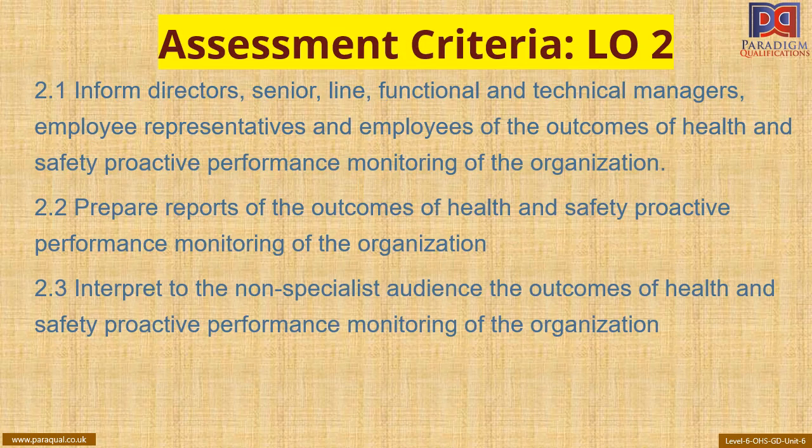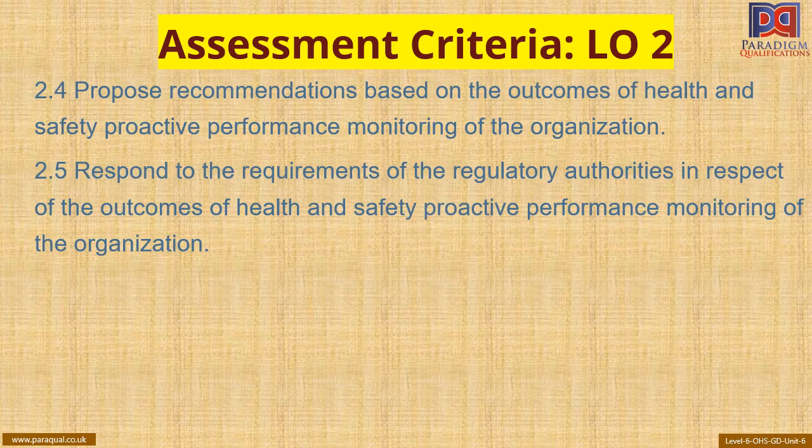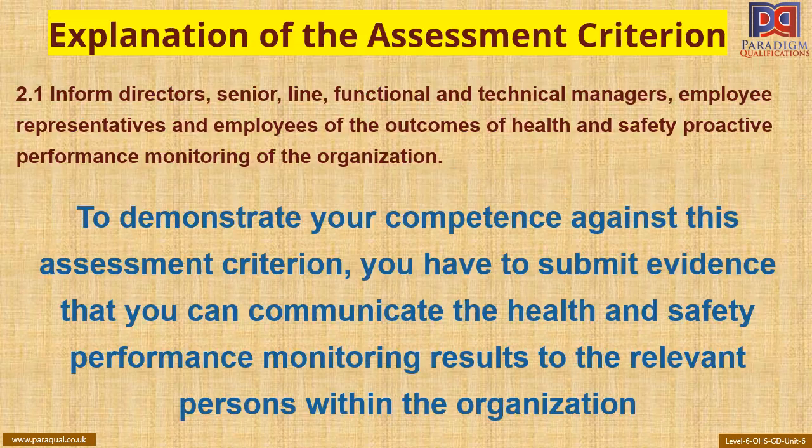There are 5 assessment criteria in the second learning outcome. We shall discuss each assessment criterion in detail in the next slides. 2.1: Inform directors, senior, line, functional and technical managers, employee representatives and employees of the outcomes of the health and safety proactive performance monitoring of the organization.